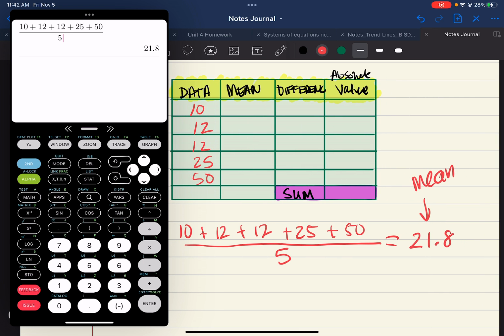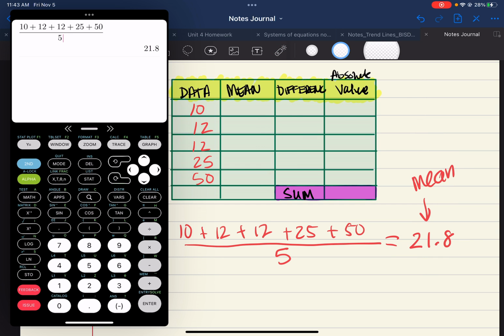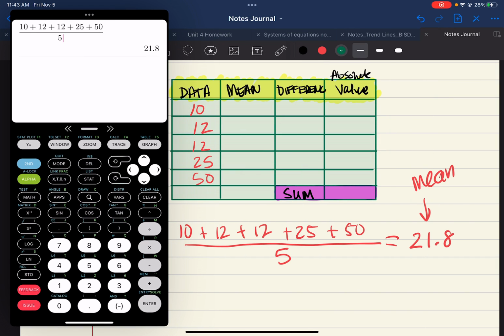Now what we need to do is take this value and plug it in here every time. They just want us to write it each time again. So I'm going to plug in my mean there. I'll do it in a different color so you don't get confused. I'm going to write it again, 21.8. You'll see why I'm doing that in a minute.